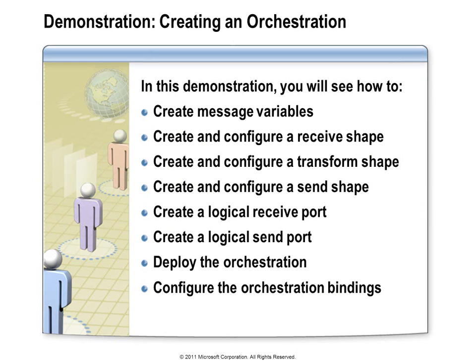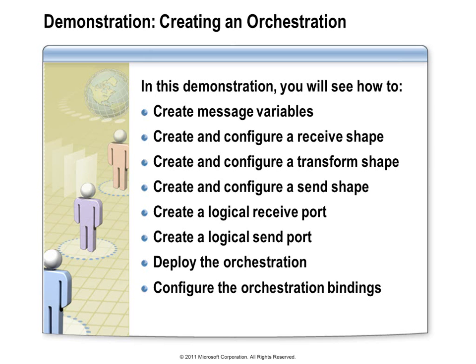In this demonstration, I'll show you how to create a simple orchestration. I'll use the shapes that I described earlier: the receive shape, the send shape, the transform shape, and with that, the construct message shape. So this orchestration will accept a sales order message and it will map that to a restock message and then send that out. So we will need to declare a couple of message variables, one for the sales order, one for the restock message. I'll show you how to set up the transform shape that will map the sales order to the restock message. And then I'll show you how to set up the send shape to send out the restock message.